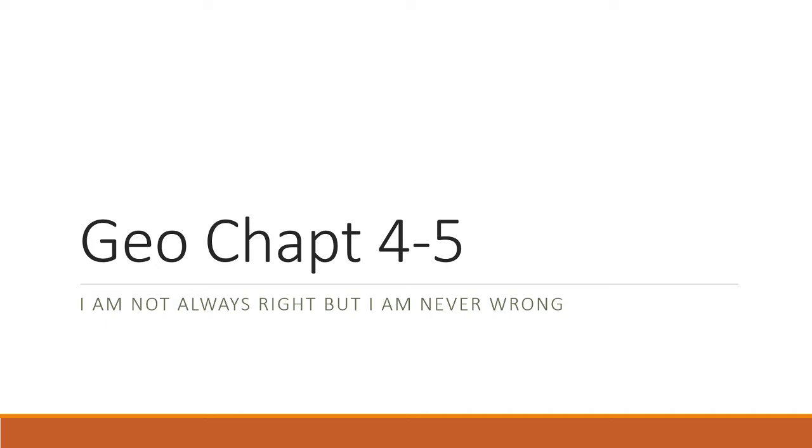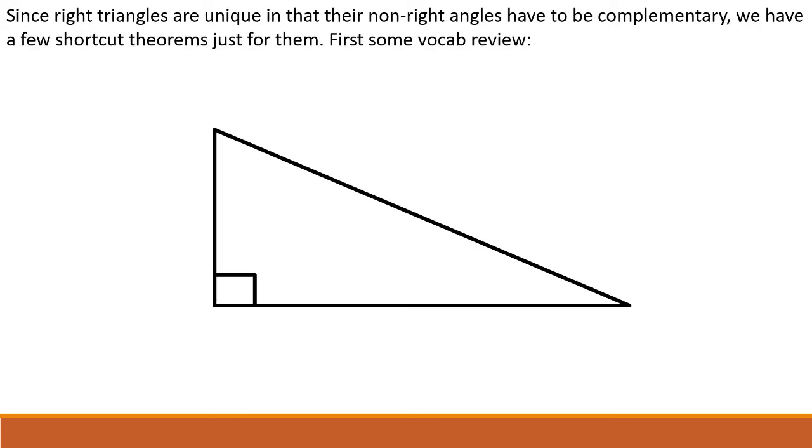This last one here is going to be specifically for proving right triangles are congruent, so triangles with a right angle in them. So just some vocab first before we get into this. Remember that in a right triangle, we classify the sides one of two ways. We have the side across the right angle, and that's called the hypotenuse. That's the hypotenuse. And then the two sides that are not the hypotenuse are called the legs. So this would be a leg, and this would be a leg.